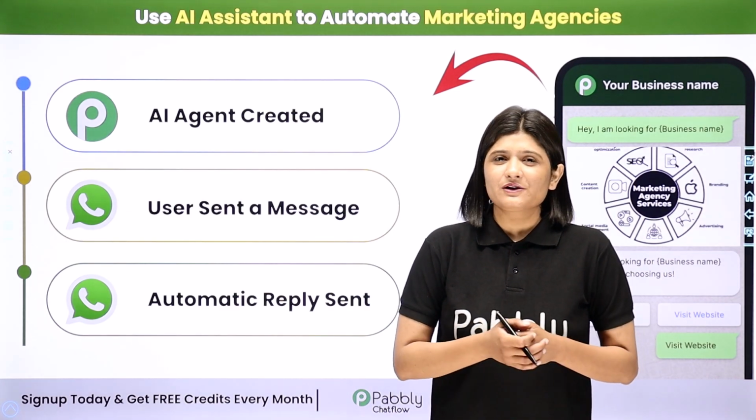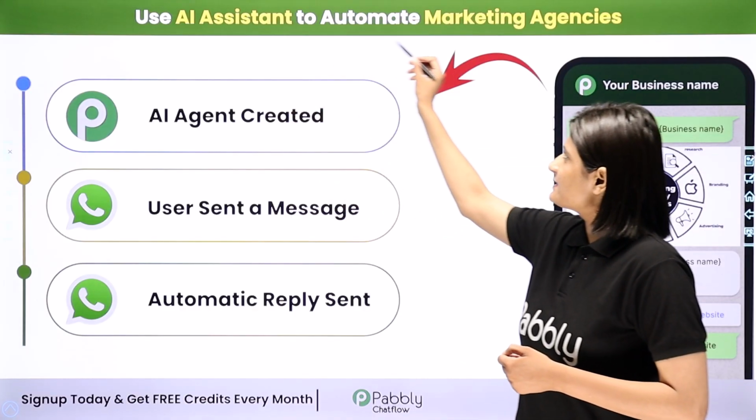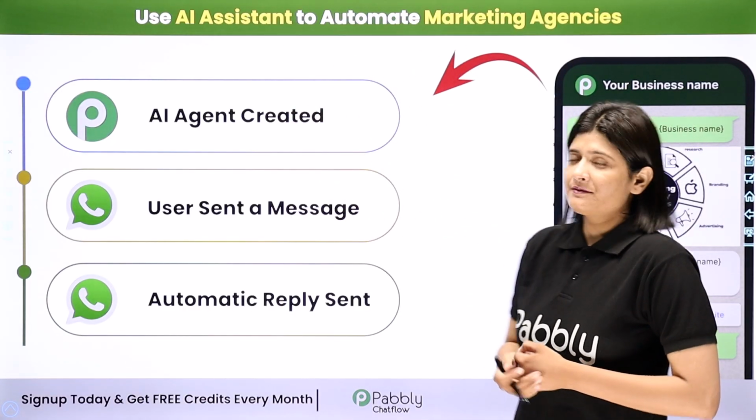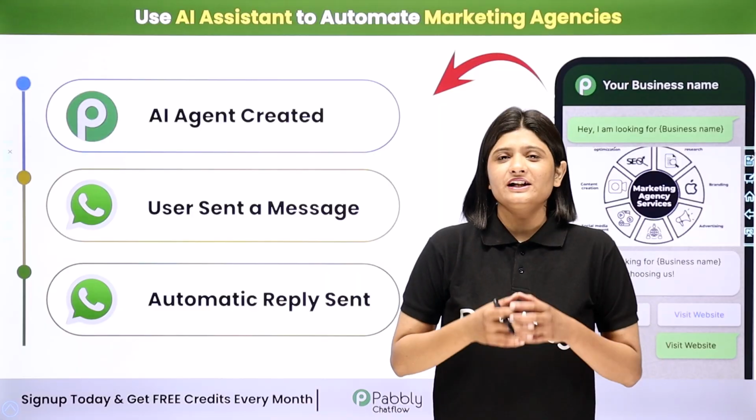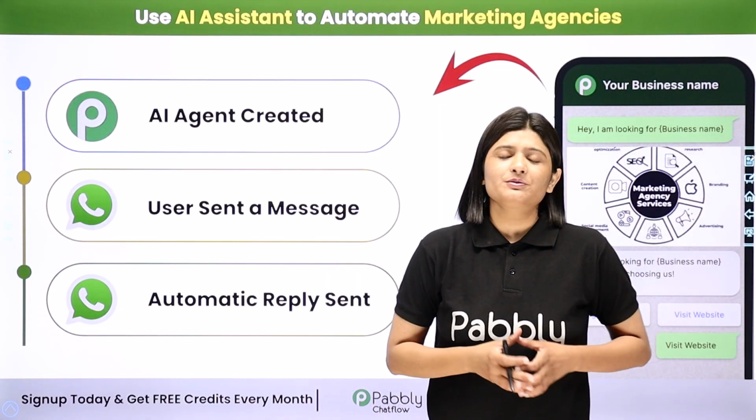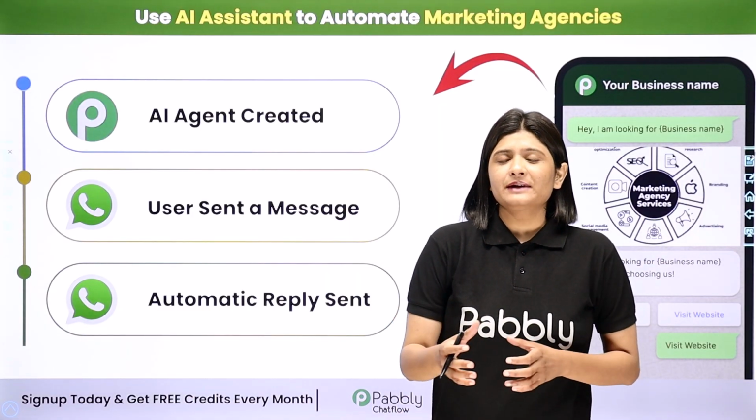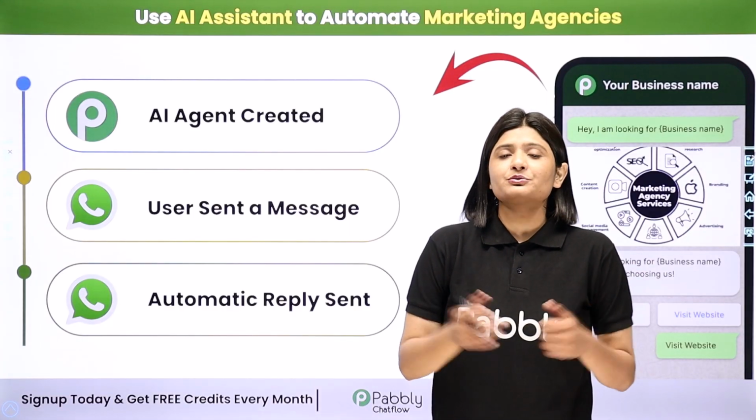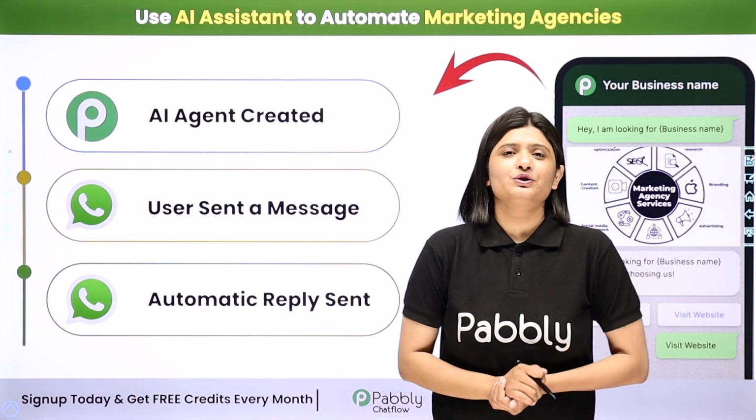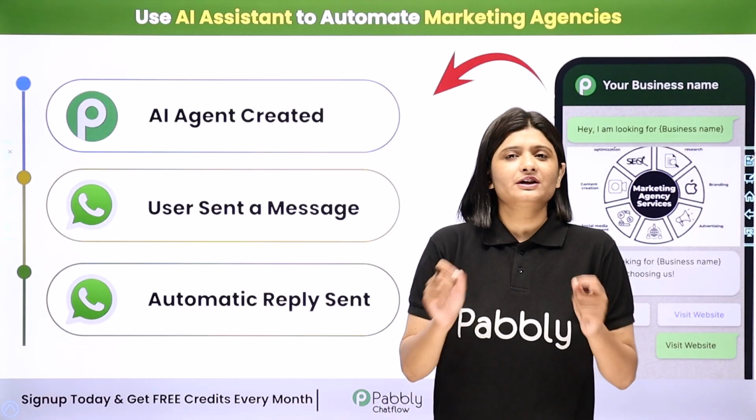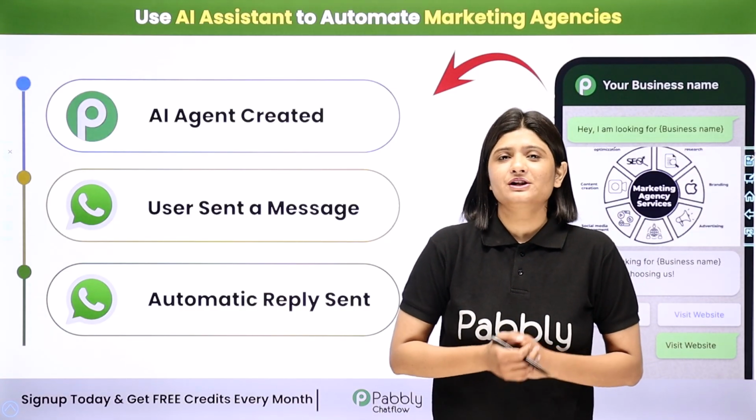In this video, we are going to learn how to use an AI assistant to automate marketing agencies. So let's suppose I am running a marketing agency and I am receiving many queries on my WhatsApp. I was manually replying to all of the queries and this was consuming a lot of my time. So I've completely automated this process and I've created a WhatsApp chatbot with the help of Pabbly Chatflow.